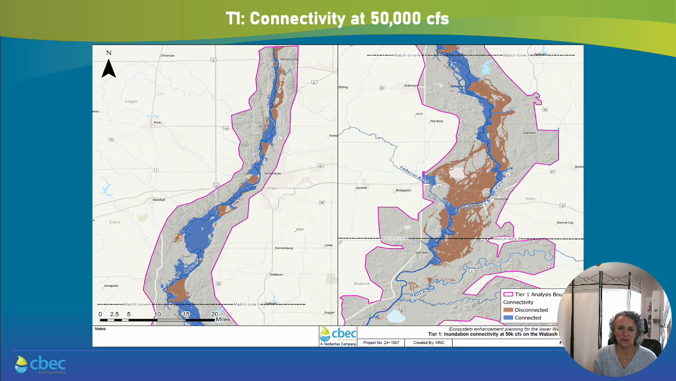The EcoFIP tool also has the ability to model not only what the actual inundation is, but the potential inundation. So in this map, you can see that they were able to show the areas that are currently connected to the Wabash River, and then those areas that are historic floodplains that are disconnected from the river.